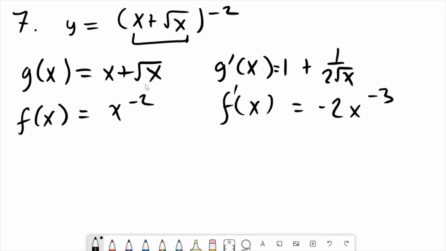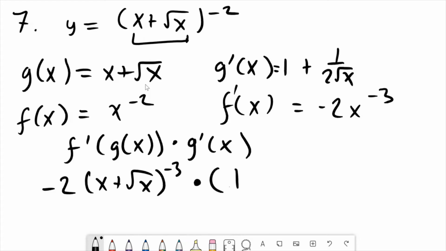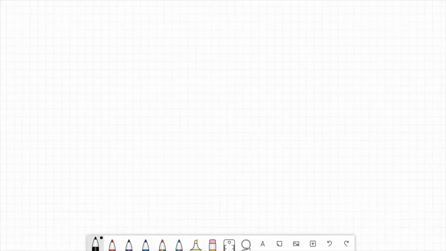So it's the derivative of f. I'll still keep on writing, I'm just going to go a little bit faster. So filling it in, it's minus 2 times x plus square root of x to the minus 3, times the derivative of the inside, 1 plus 1 over 2 square root x, and we're done. So that's the derivative of this function. Continuing on to question 8.